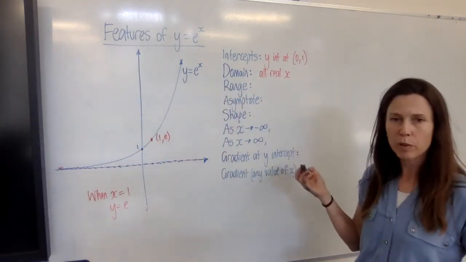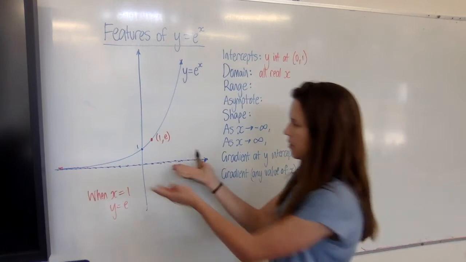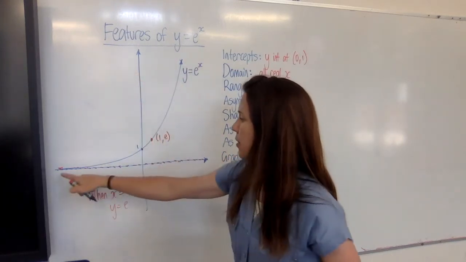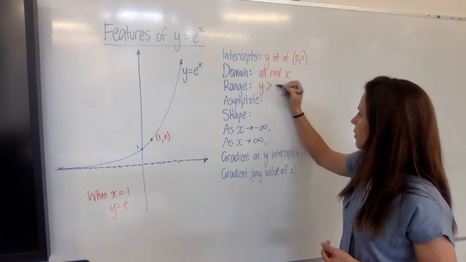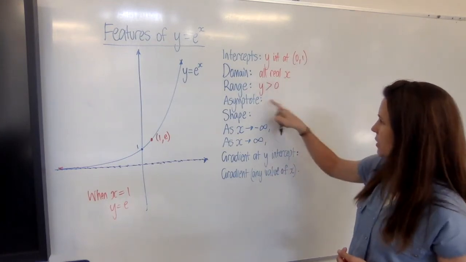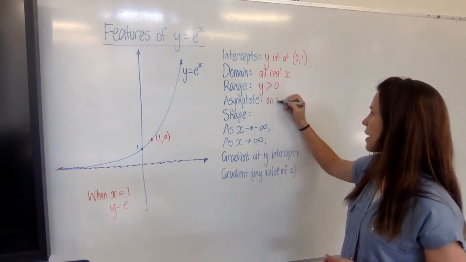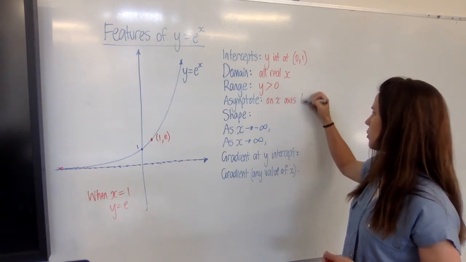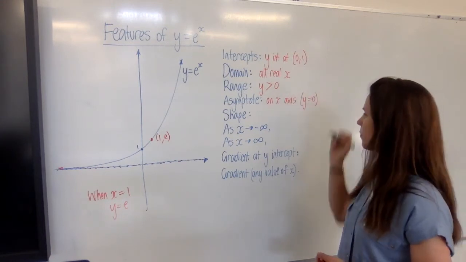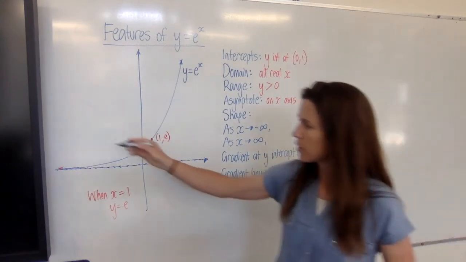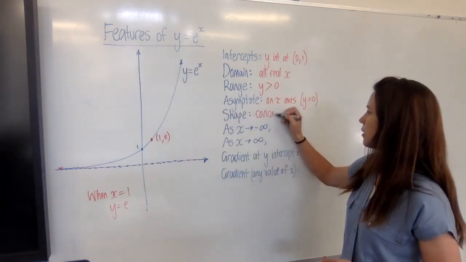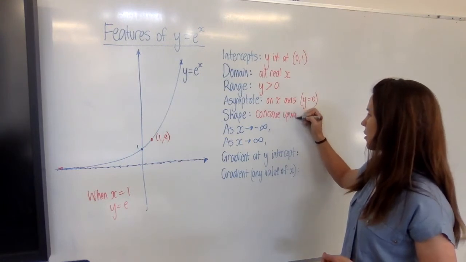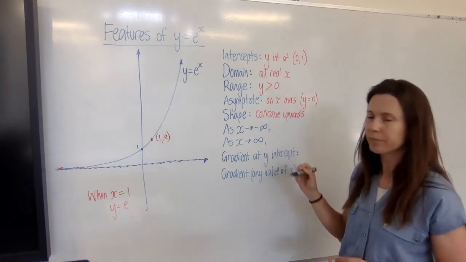The range, what possible values of y are there? Well, anything from 0 upwards. But this asymptote means that y can't actually be 0. So y must be greater than 0. We have an asymptote on the x-axis, which is the line y equals 0. The basic shape, it's concave upwards. And that means that it's increasing at an increasing rate.